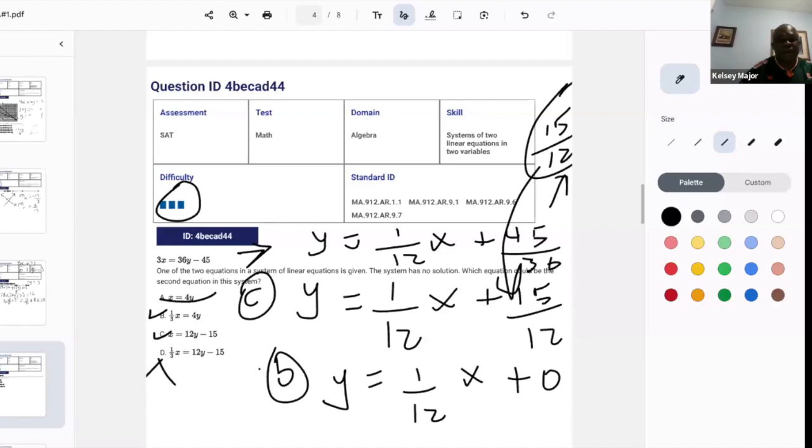So remember what we said in the beginning. The question is, there is no solution, right? No solution requires you to have the same slope but a different y-intercept. B goes through the origin. The y-intercept for B is 0. The y-intercept for C is 15 over 12, which is identical to the y-intercept for the original equation. So C and the original equation are exactly the same. That's not what we want. That would be infinitely many solutions. We're looking for no solution. Our answer is B.